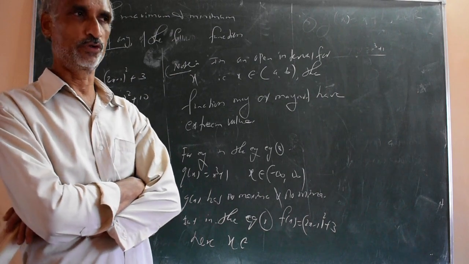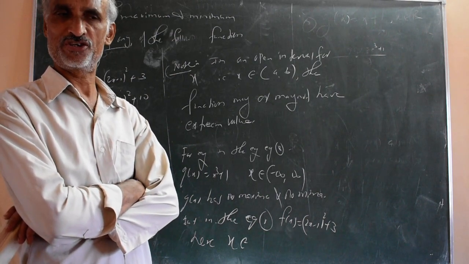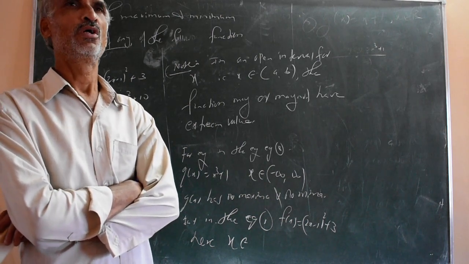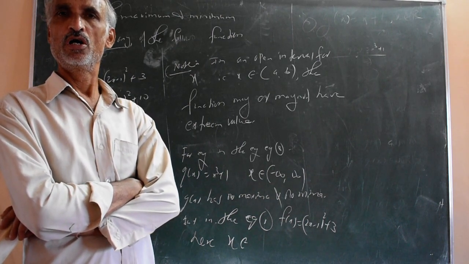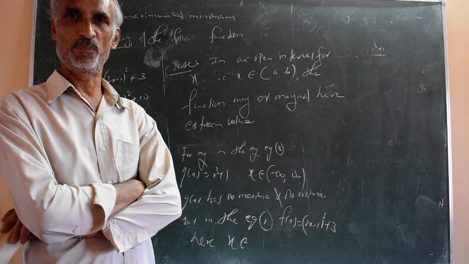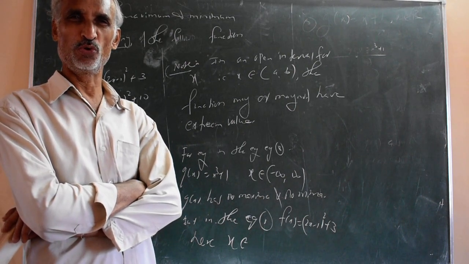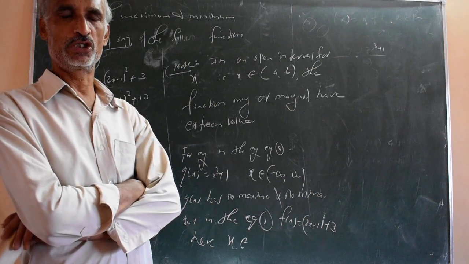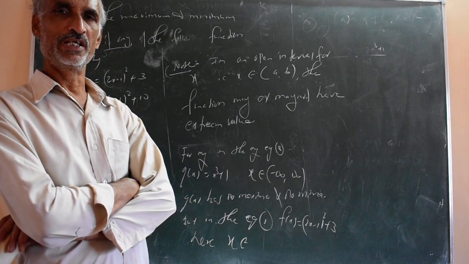F of x is equal to a0 x raised to n plus a1 x raised to n minus 1 plus a2 x raised to n minus 2 plus a3 x raised to n minus 3, like that. Here a0, a1, a2, a3 are the coefficients. So this is a polynomial function.